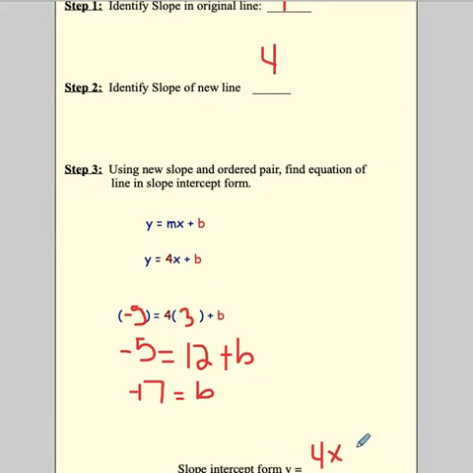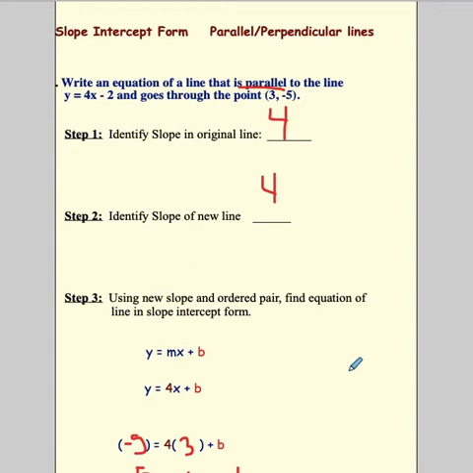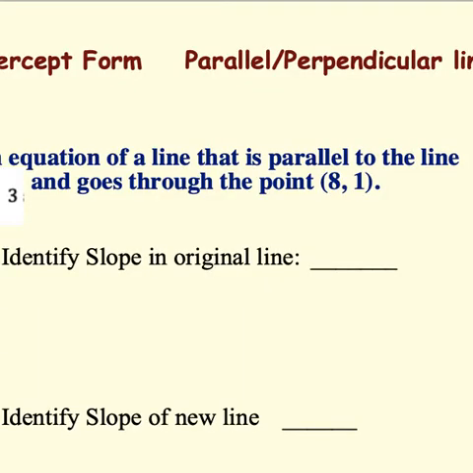So I have y equals 4x minus 17. If you graphed this one, 4x minus 17, and 4x minus 2, they're both going to be parallel, and that second line that we just did is going to go through that ordered pair. So I'm going to do one more parallel, then I'm going to go into perpendicular.